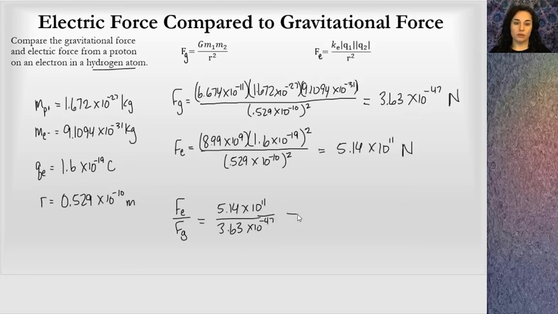And you may already be getting the feel here. We're going to have the power of 11 minus a negative 47th. This equals 1.415 times 10 to the 58th. It would take that many gravitational forces between these two particles to equal one electric force between these two particles. So again, this force is so great when we get at these distances.